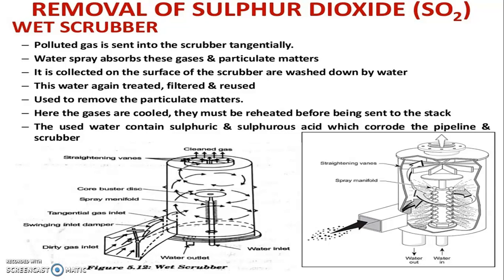In this block diagram we can see the dirty gas inlet, which enters the system in tangential motion. Through this we can remove the oxides of sulfur by using a wet scrubber.